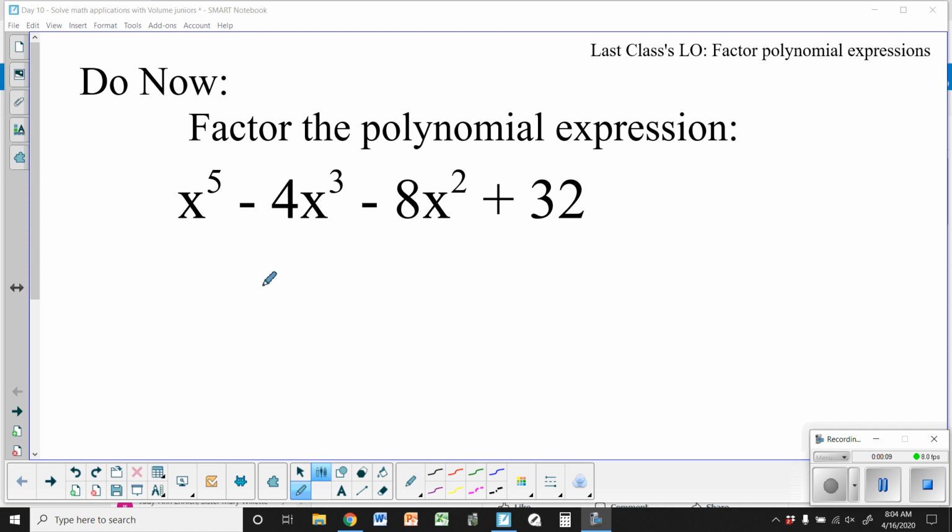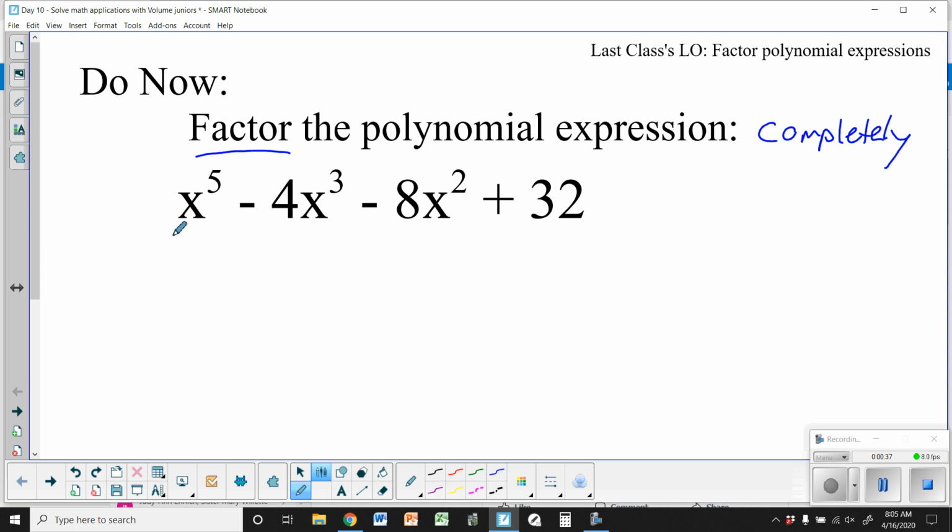Let's look at this first problem for our do now. Hopefully you have a pen and or a paper and pencil with you. So let's factor the following expression. Remember when we see something that says factor the expression, we want to do this completely. That means as long as we can factor an expression, we want to keep going with it.